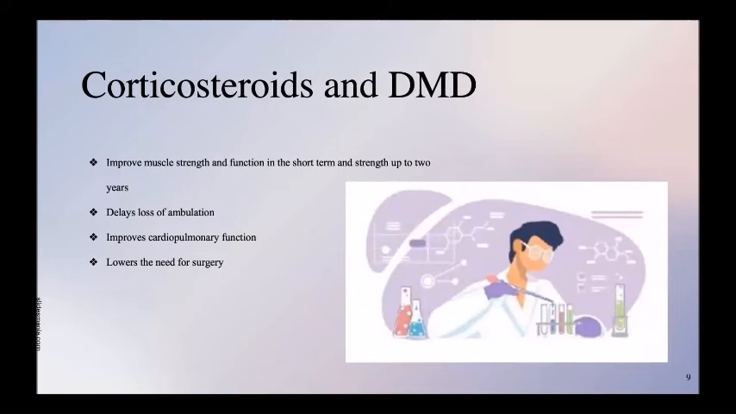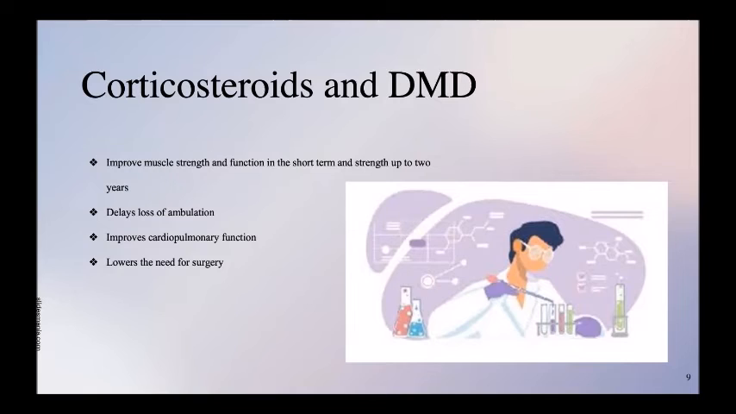As mentioned before, Crohn's disease resembles Duchenne muscular dystrophy in many ways. The use of corticosteroids also proves beneficial in DMD. Since DMD includes muscle wasting and loss of walking, leading to wheelchair dependence and eventually death, the use of corticosteroids improves muscle strength and function in the short term, and strength up to 2 years, including respiratory muscle strength and function for 6 months.